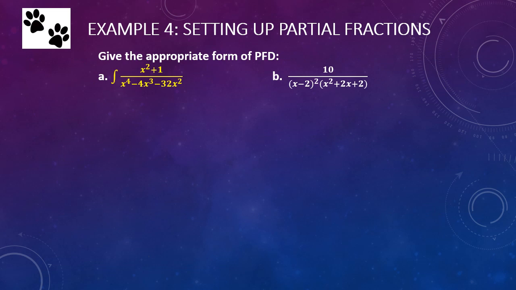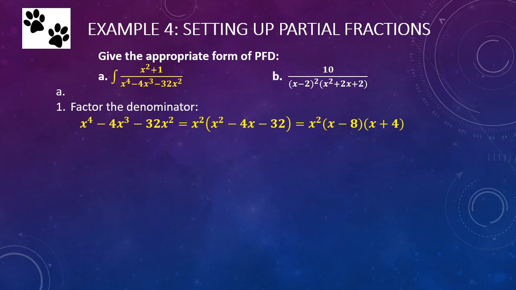So on our next example, example 4, setting up partial fractions, all we're going to do this time is just set up the partial fraction decomposition. You know, the a over x plus 2 plus b over x, whatever, okay? So we're only going to do the first two steps of partial fraction decomposition.